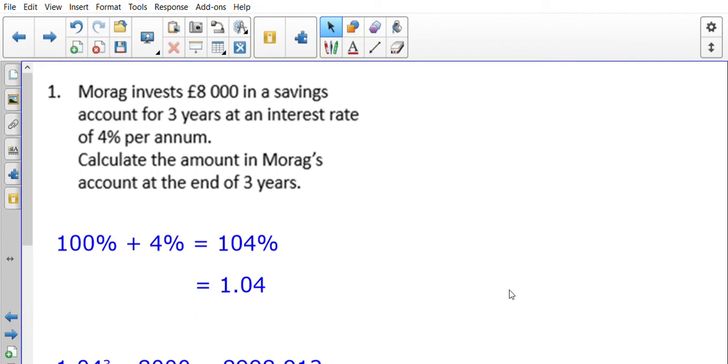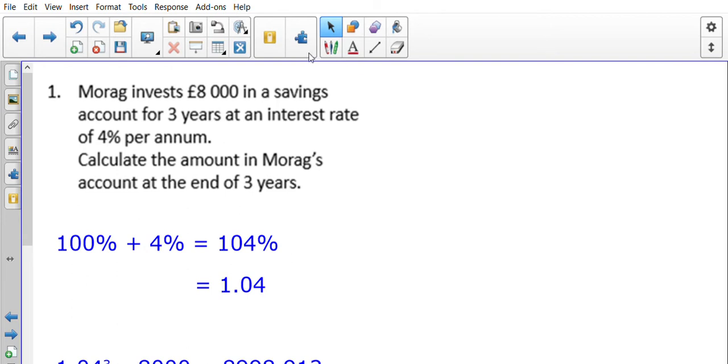So this is a wee video of the solutions to the compound percentages assignment that you did, due date Tuesday the 19th of May. So question 1: Morag invests £8,000 in a savings account for 3 years at an interest rate of 4% per annum. Calculate the amount in Morag's account at the end of 3 years.